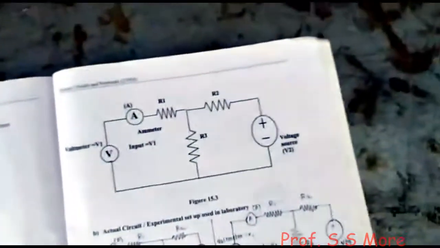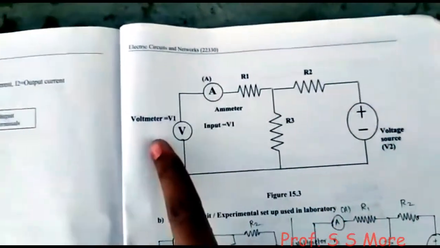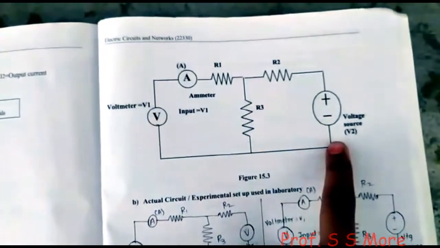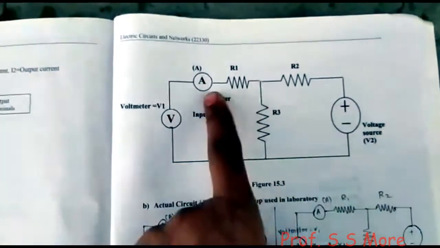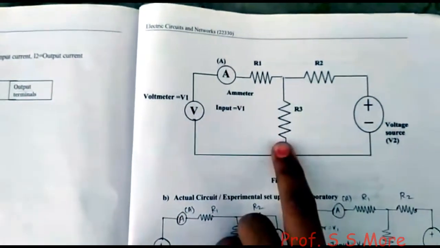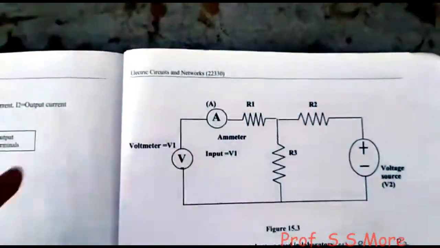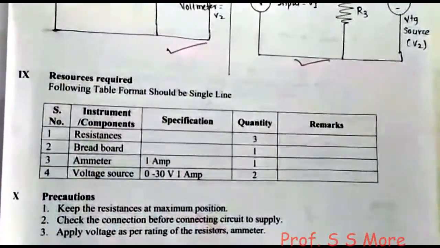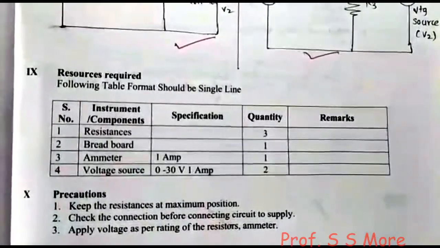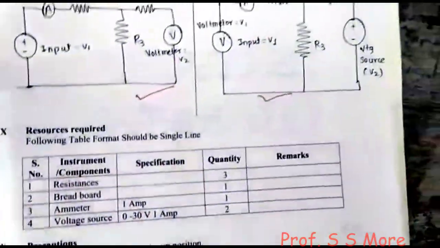Next circuit diagram: it has voltmeter V1 and the output voltage source, that is the second voltage source, and R1, R2 and R3 resistors. Here you can connect the ammeter. Resources required for this practical are resistances, breadboard, ammeter and the voltage source, that is the power supply, which you can use over here.